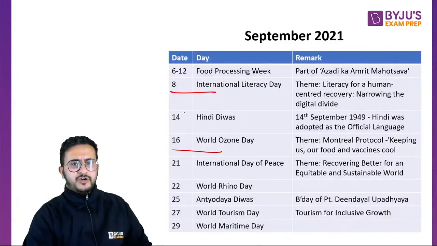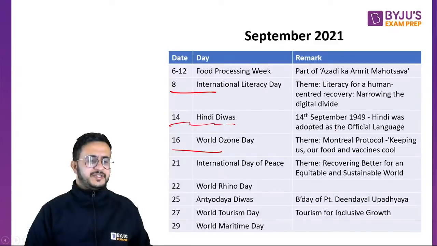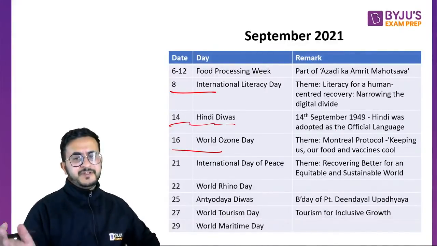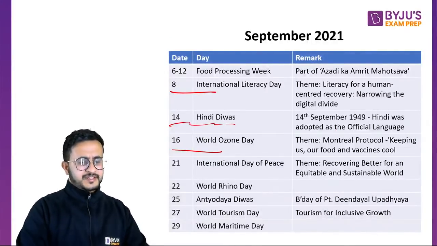Then Hindi Divas is observed on 14th of September. The reason being, on 14th September 1949, Hindi was adopted as the official language of India. So every year this day is observed as Hindi Divas.